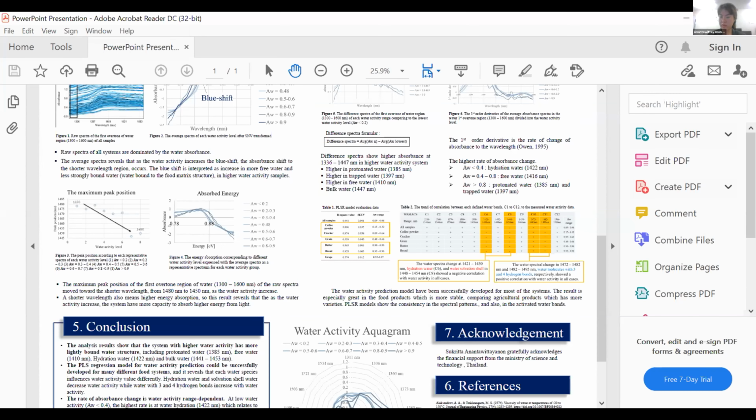Anyone else? Professor Uchida asked whether your results can be used to make a water activity meter, and I answered in your name, yes. I hope that's okay. Do you agree? Agree. Okay.